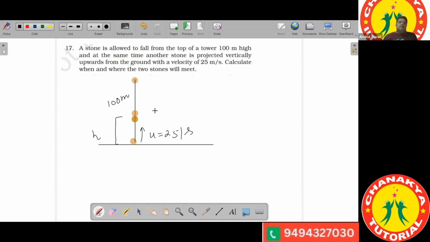Now, suppose the first ball travels a height h and it takes some time t. We do not know how much time is taken, but we just know that the stone has been thrown. So the stone reaches the height h in time t, and in that time the stone which was dropped from the tower also reaches that same point. So what will be the distance traveled by the top stone?